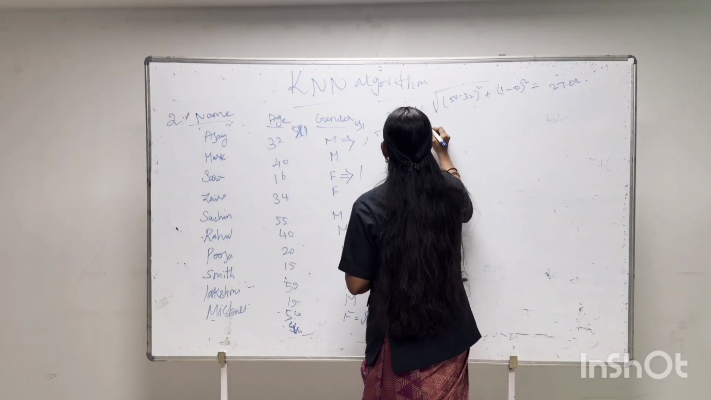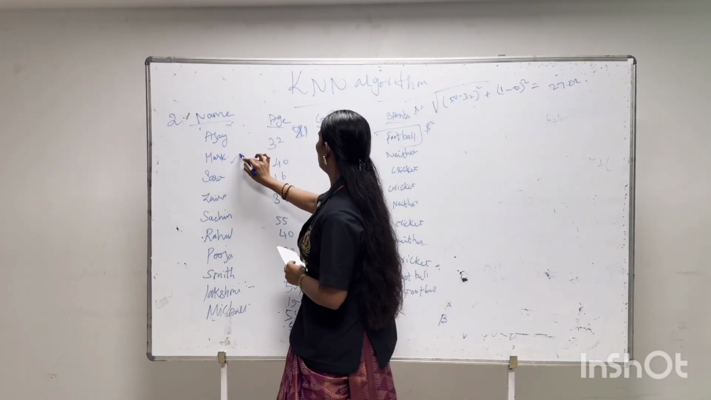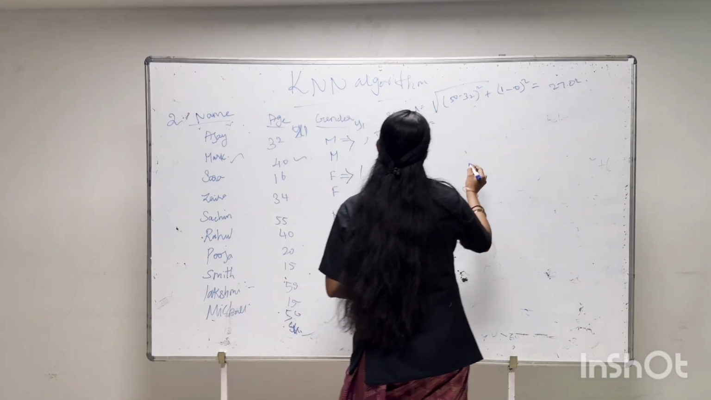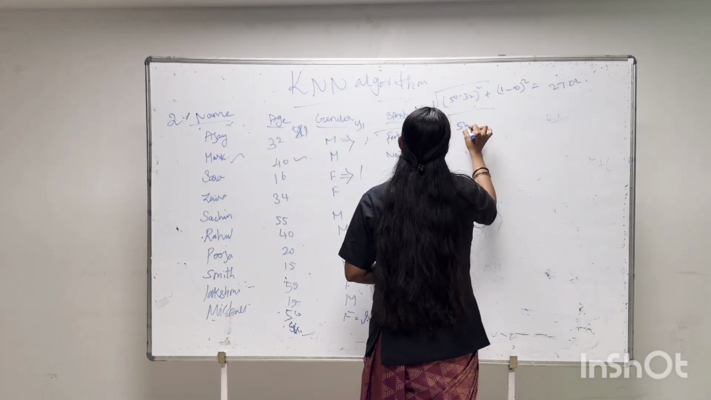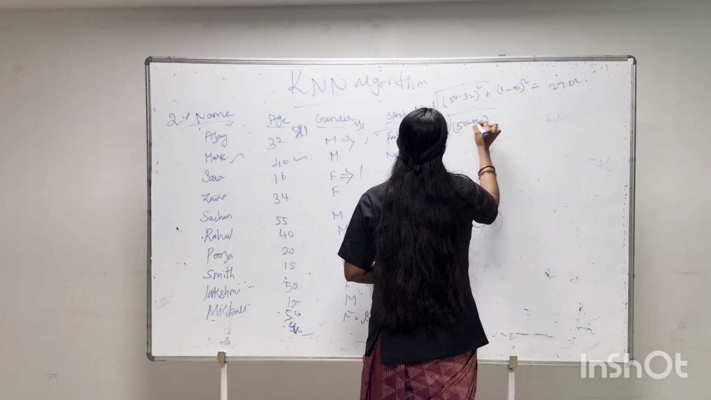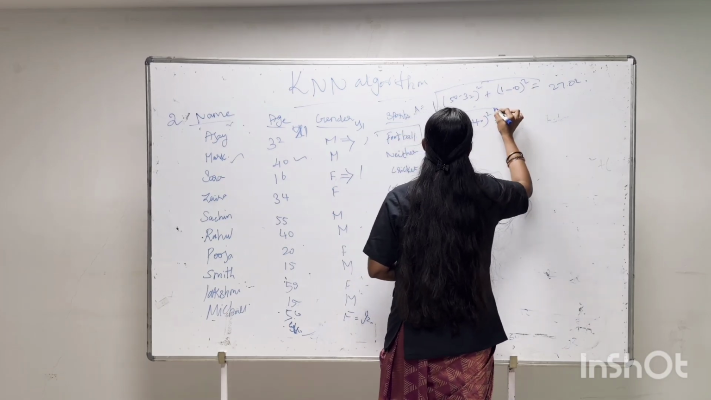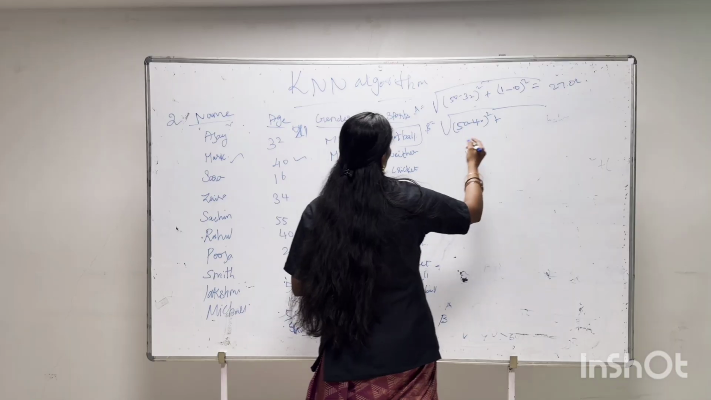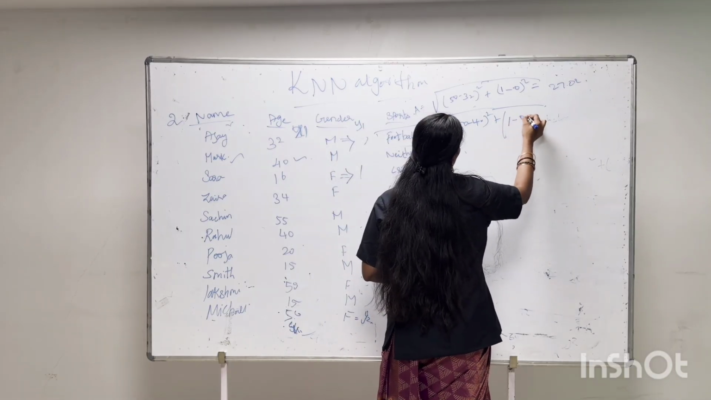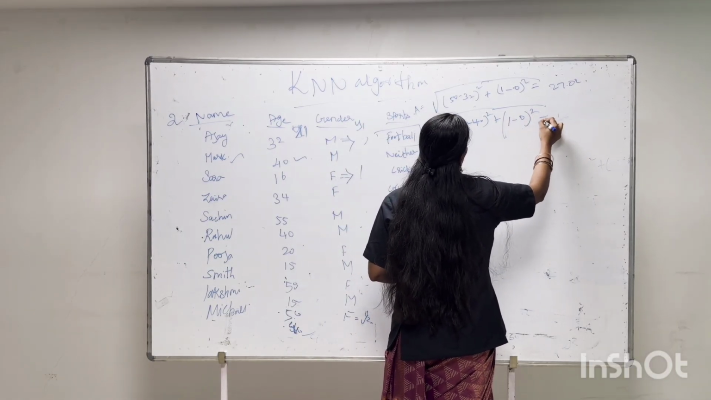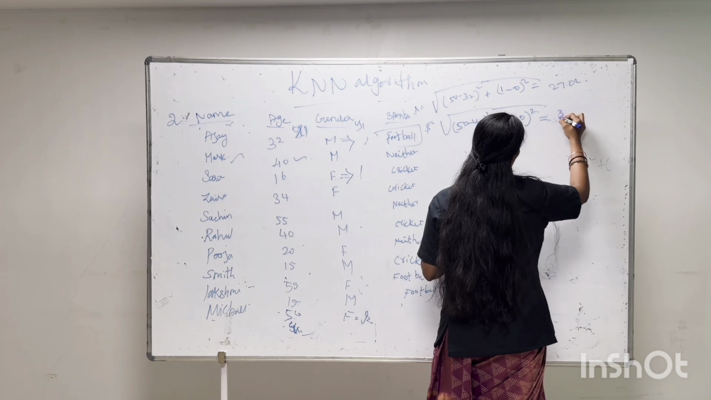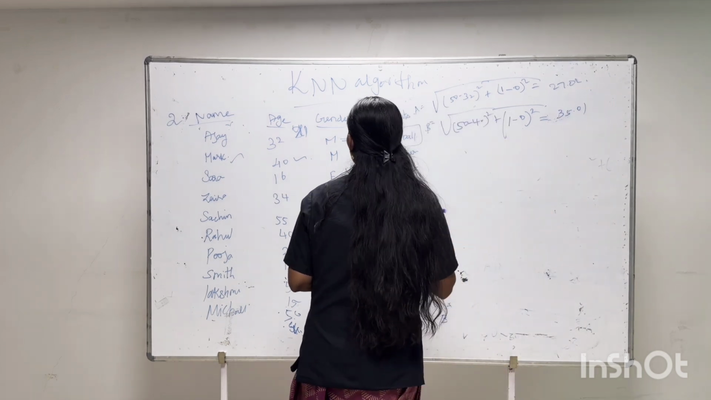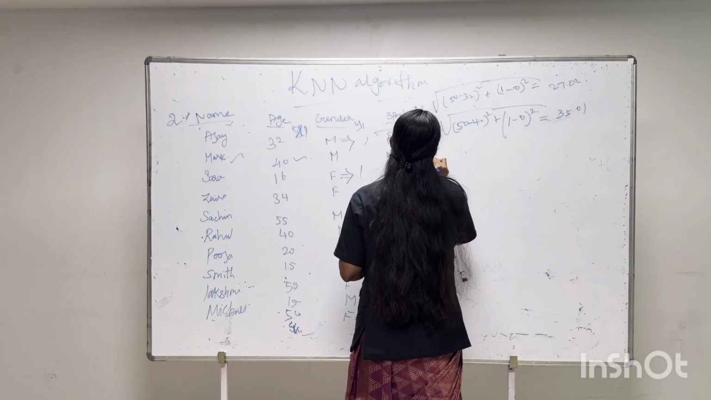Class B is nothing but Mark. The age is 40. This is considered as our x2, no? So 50 minus 40 whole squared plus 1 minus 0 whole squared is equal to, the value will be 35.01.